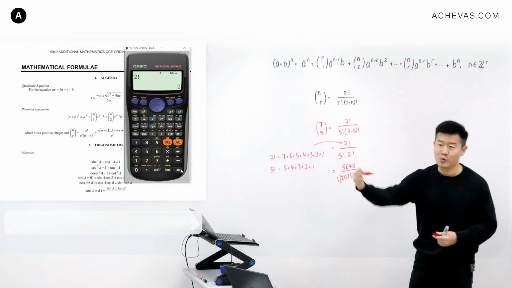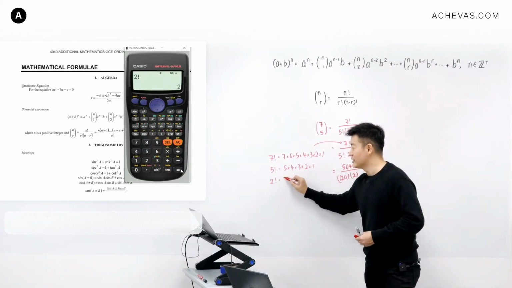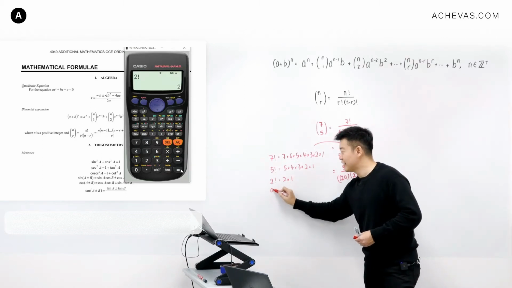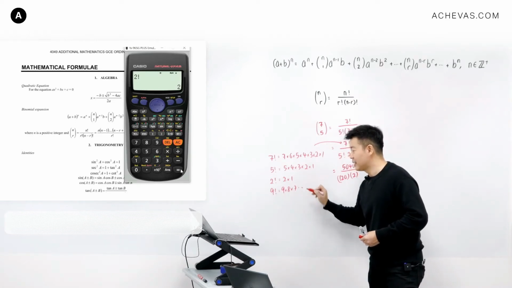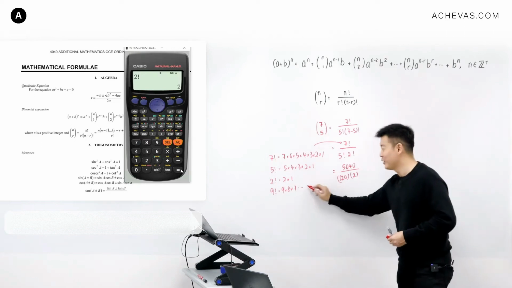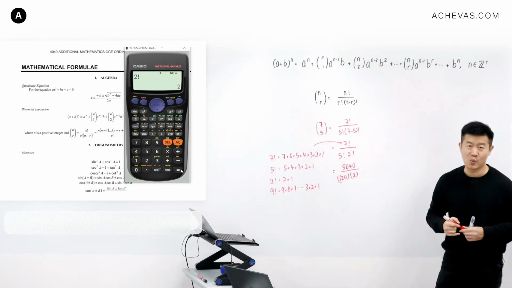Yes, factorial will always go back to 1, which means that 2 factorial is going to be 2 times 1, which means that 9 factorial is going to be 9 times 8 times 7 times 6 times all the way until 3 times 2 times 1. It will always go back to 1.